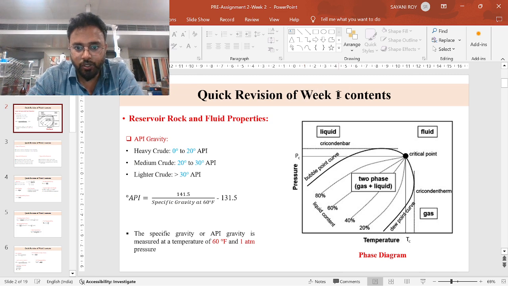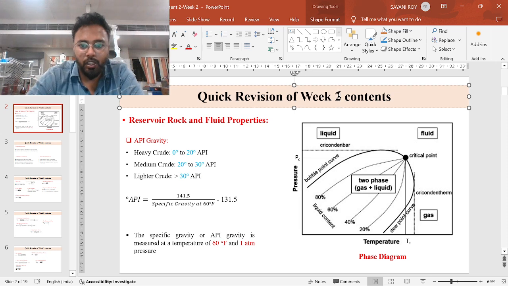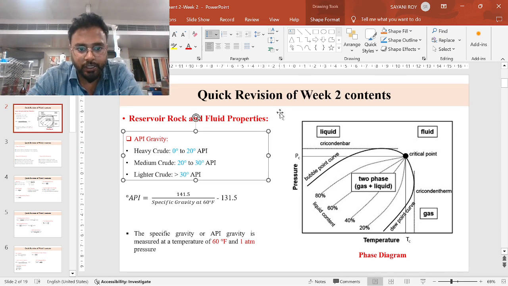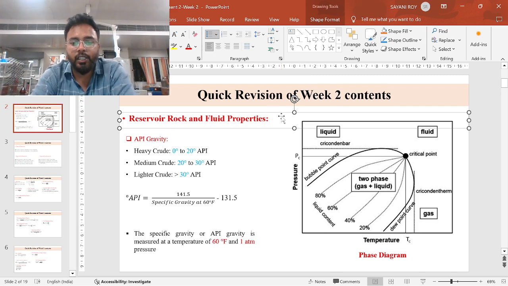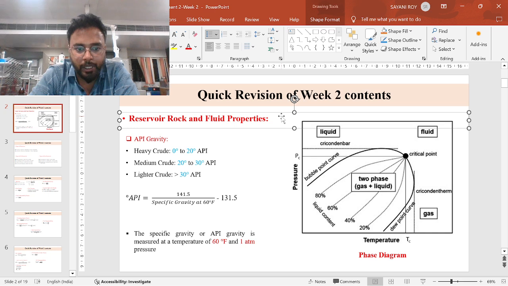So let us first get a quick revision of week 2 contents. The topic is reservoir rock and fluid properties. As we have done in the earlier class, first we will go through API gravity. I have already told you about API gravity in the last class, and you have also done this in your class, so I won't go into the detail. Today we will be solving some numericals, so we won't go much into the theory part, just some basics which will help you with the numericals.